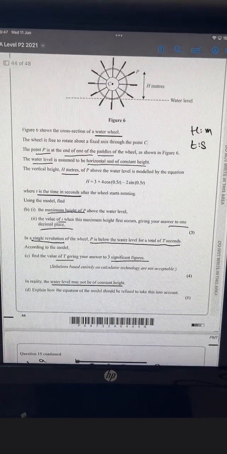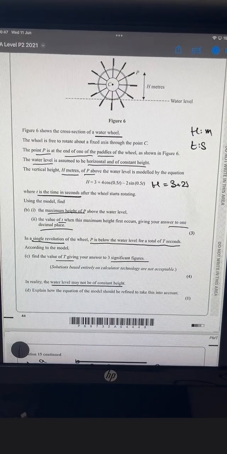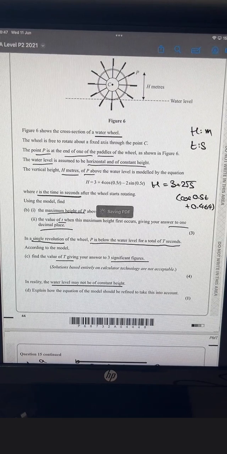So the model shows that the height of P above the water level is 3 plus 4 cos that minus that, which we said is H equals 3 plus 2 root 5 cos of 0.5T plus 0.464, right? That is my model. Sorry, it's on several lines. So why is it 2D when it leaves? Because that was my T value, right? I need to just find T.